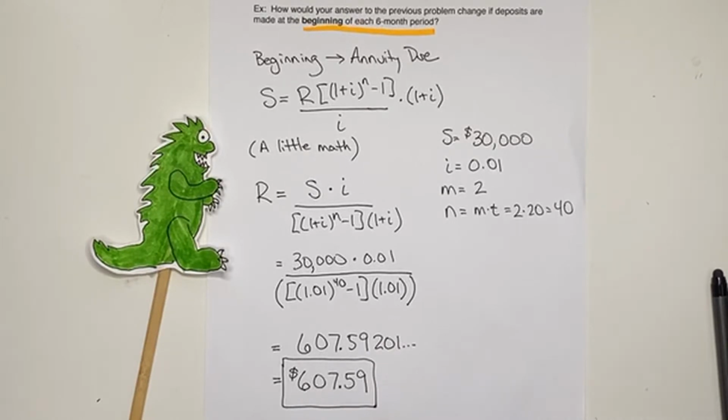But with this plan, $607.59 at the beginning of every 6 months, you will have $30,000 in 20 years that you can use to pay off some of the damage you did to those buildings.